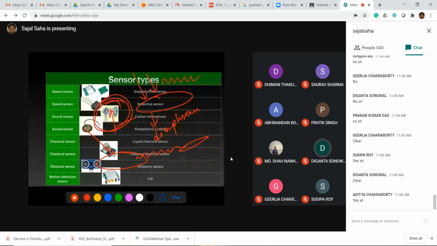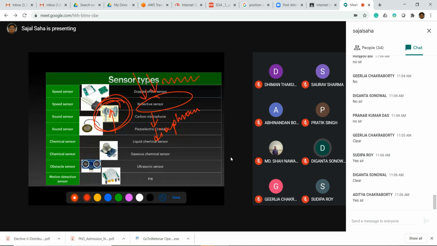Now another kind of chemical sensor is the liquid chemical sensor. If any liquid comes in contact with the sensor, it is immediately sensed and it will give you the signal. Another is the gaseous chemical sensor. Many students use this kind of gaseous chemical sensor to detect whether any gas is leaking or not. We can also use this kind of sensor for smoke detection.